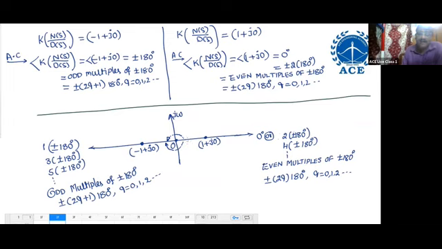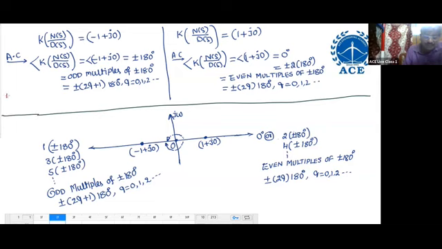So if you are getting odd multiples of plus or minus 180, or a system which gives angles of plus or minus 180 degrees, then we are required to draw the direct root locus. In this case, you have to draw the direct root locus.